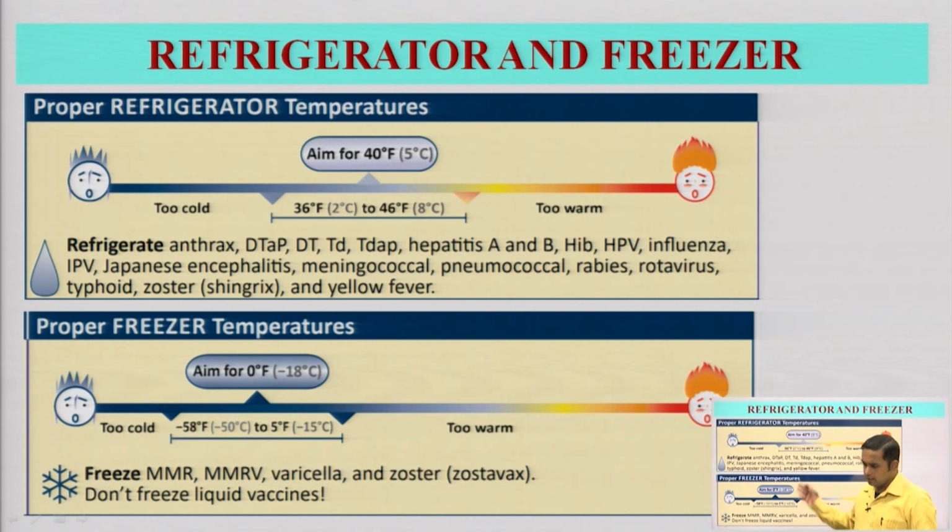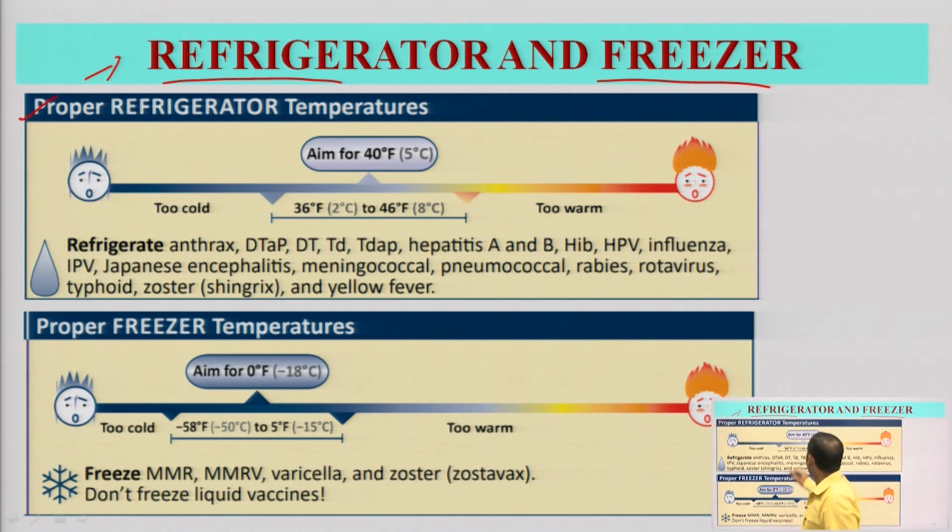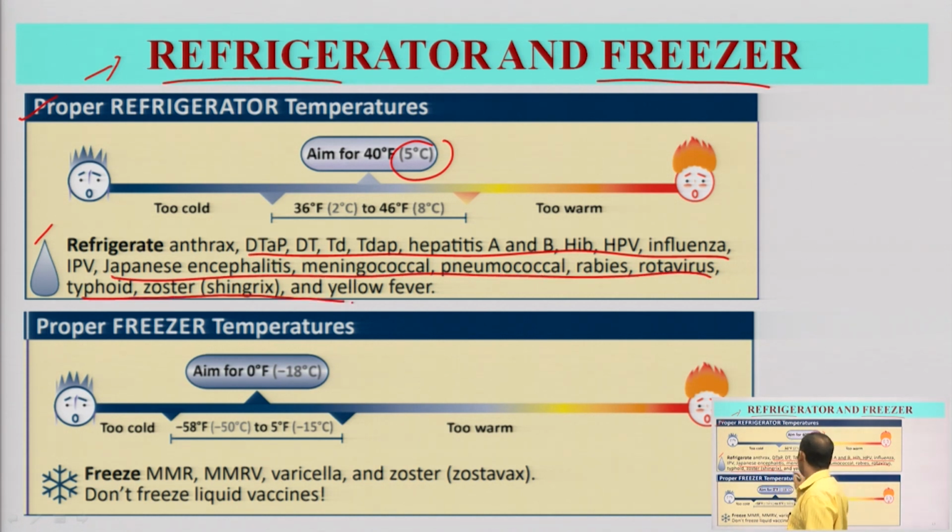So, here is a simple diagram where I am trying to tell you about storing in the refrigerator and your freezer. The proper refrigerator temperature is 40 degrees Fahrenheit or 5 degrees centigrade. There are lots of vaccines, like hepatitis A, B, HIV, Japanese encephalitis, all these various disease vaccines that you can store in this range. Okay. If it is too warm, your vaccine will be completely denatured, it will not work, and it will not show any therapeutic activity.